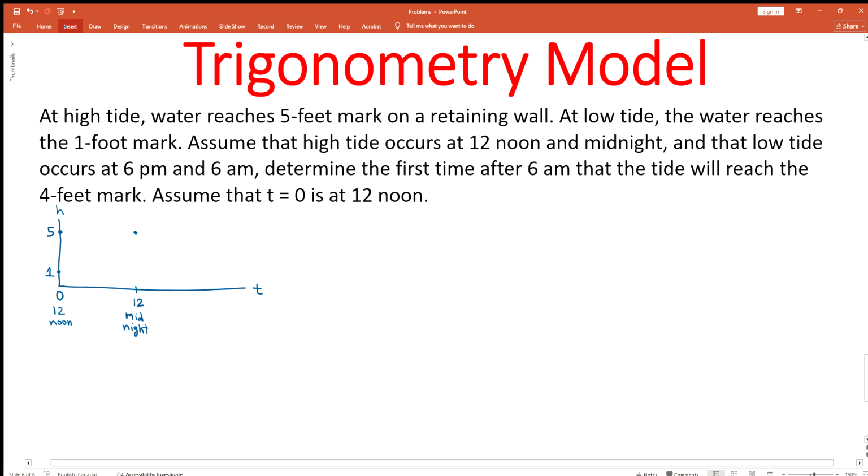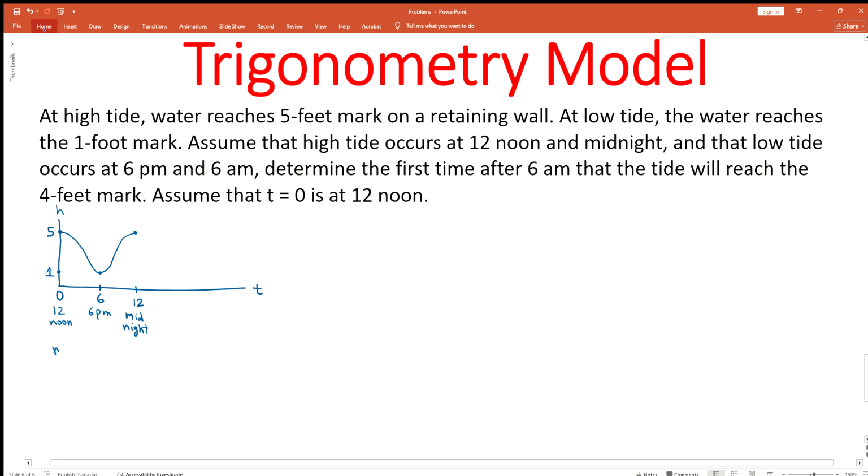And as per the problem, the low tide occurs at 6 p.m. 6 p.m. is the midpoint of 12 noon and midnight. And at this time, the height of the water is 1 foot. This is the minimum point on the curve. We can sketch one full cycle for this graph by joining these points. This is one full cycle for the problem. We can use this sketch to write the equation of the function.